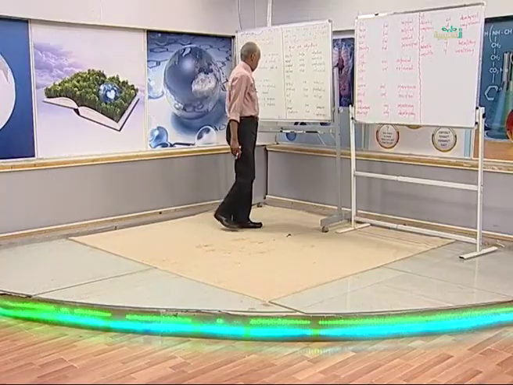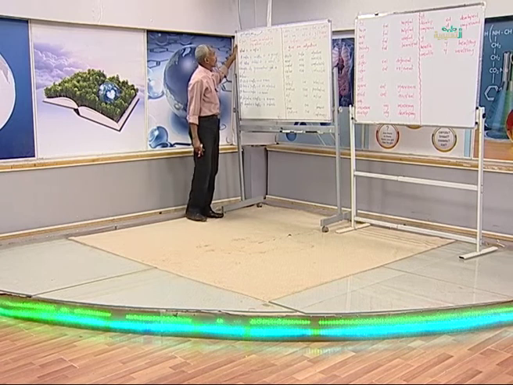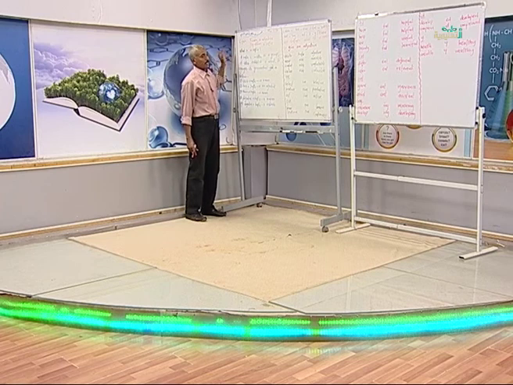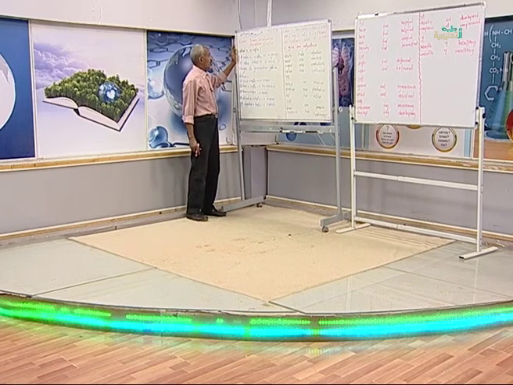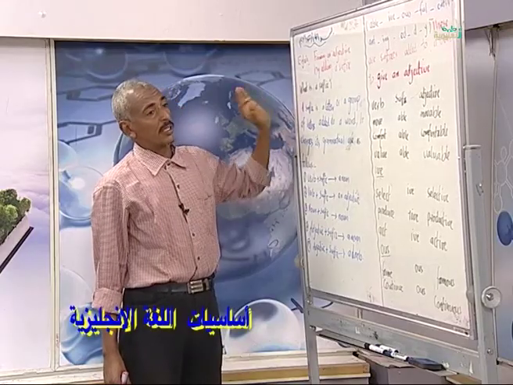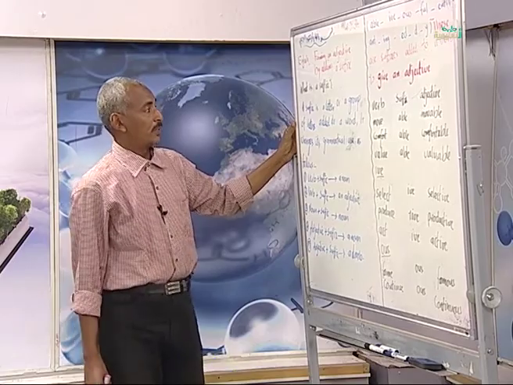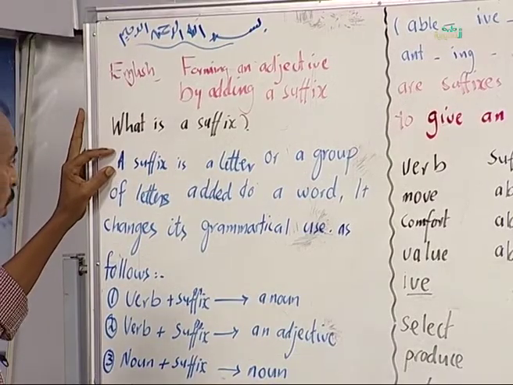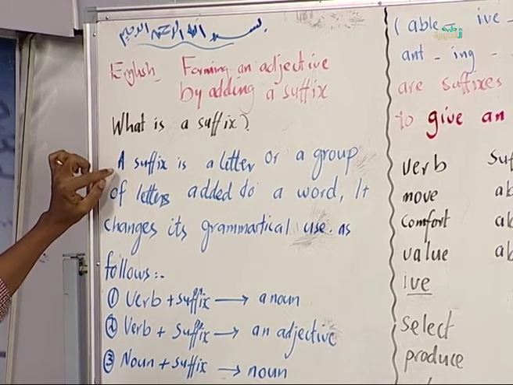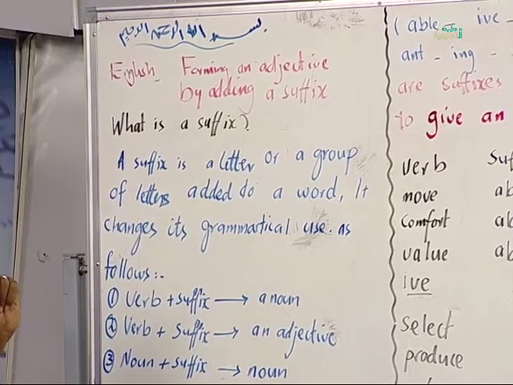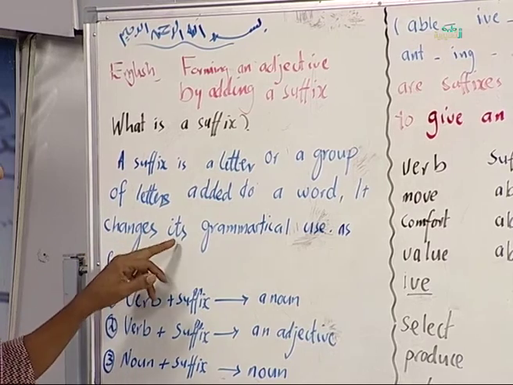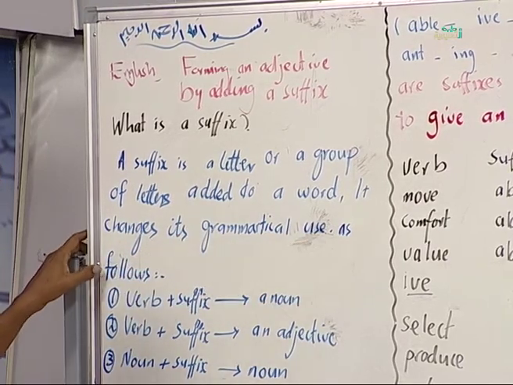To have it from the beginning, we have said that forming an adjective by adding a suffix. And our question is, what is a suffix? What is a suffix? We make a definition for the suffix and said, a suffix is a letter or a group of letters added to a word. It changes its grammatical use as follows.